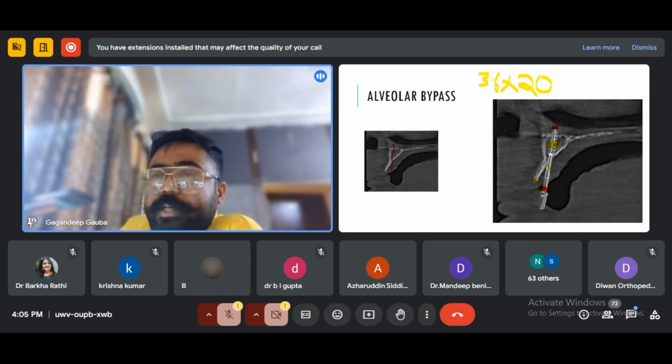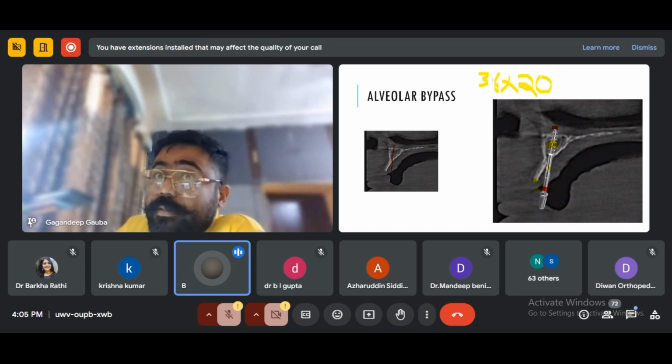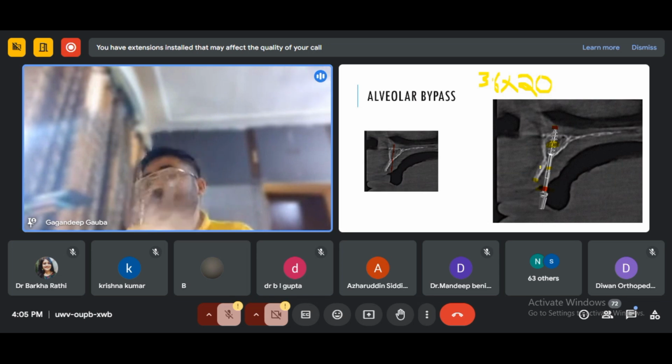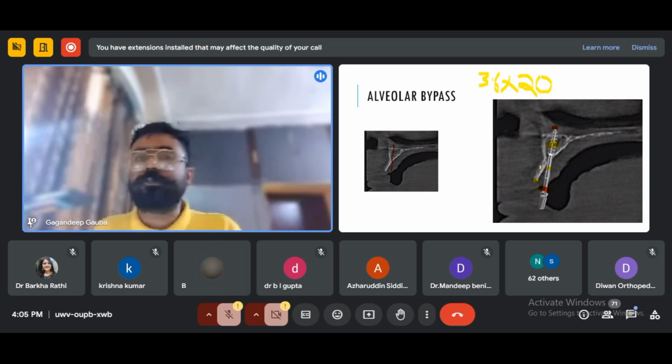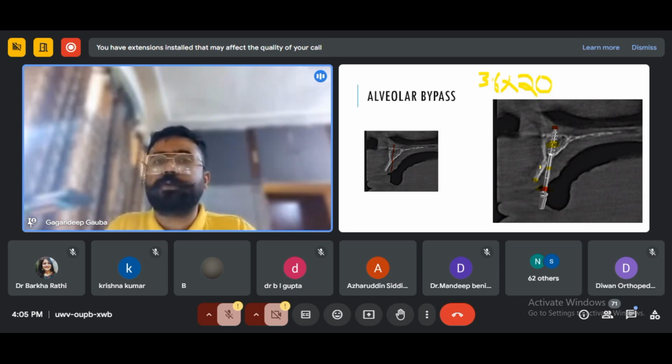The shaft is 2 millimeters. The shaft diameter in all implants is 2 millimeters. You got the point, right? The shaft diameter in all the implants is 2 millimeters. The diameter of the implant is not 2 millimeters.